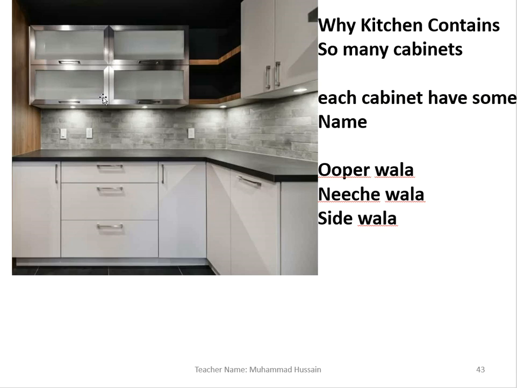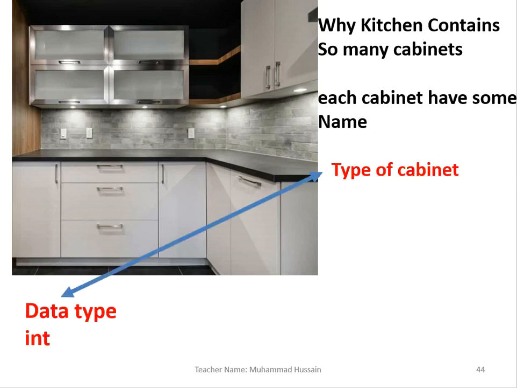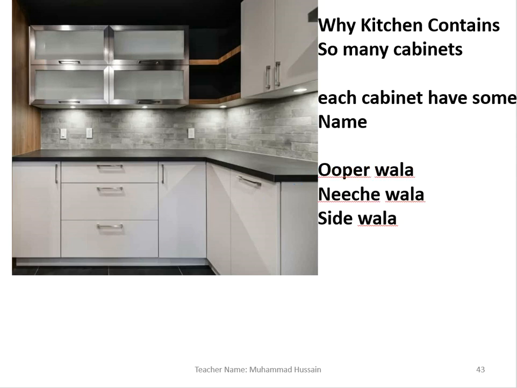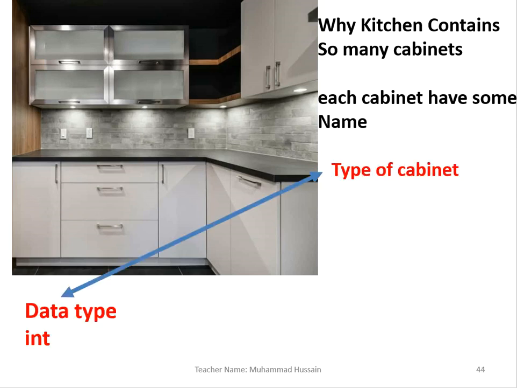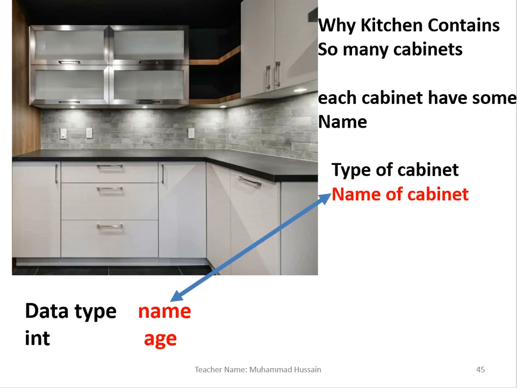Upper one, lower one; we ask what is lying in the upper compartment, what is lying in the lower compartment, look in the upper compartment, look in the side compartment. So actually we are giving names, you know. But what does this mean? Type of cabinet means data type. This is a type of cabinet, this is a type of cabinet. So one thing we have mentioned: the type of cabinet means data type. Name of cabinet means a name, variable name we can say.